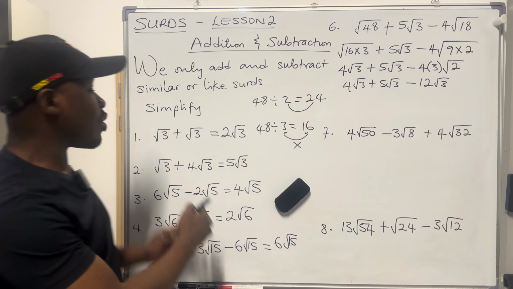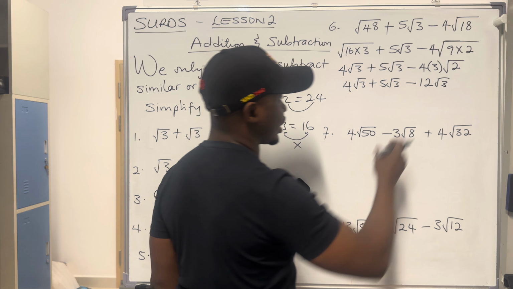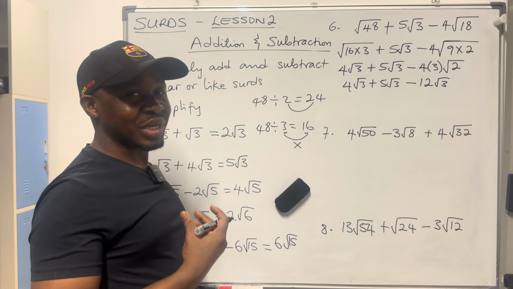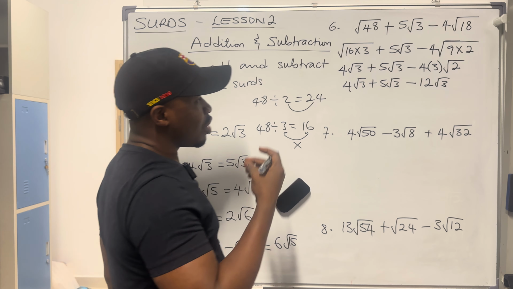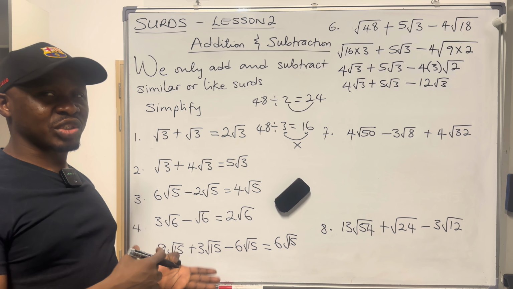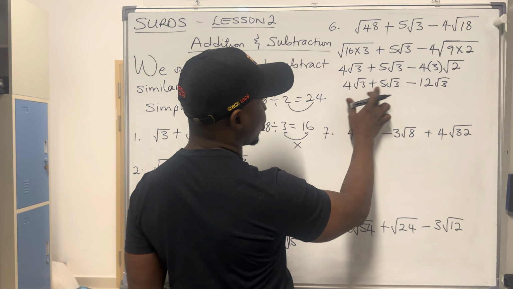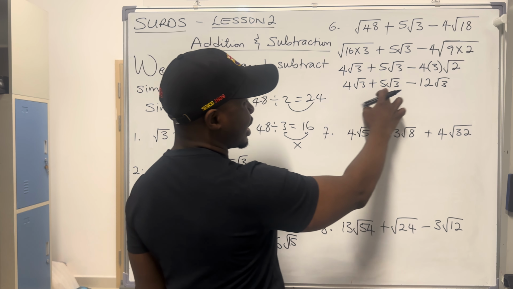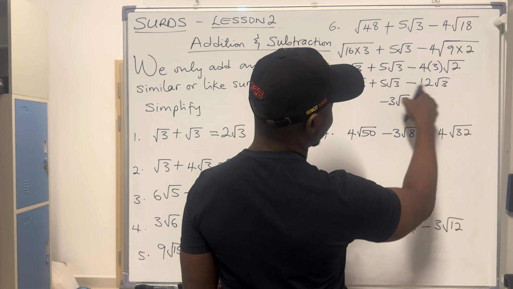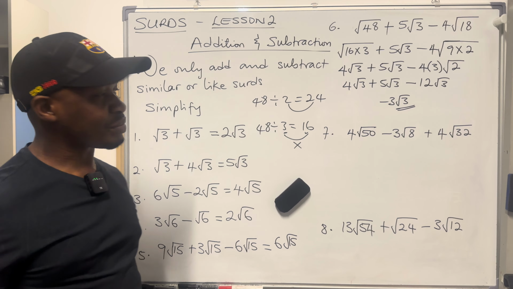So you can consider what we did here. Root 3, root 3, root 3, so all of them are like surds. They are similar surds, so we can add and subtract. But addition and subtraction is only done with the numbers outside. So 4 plus 5 is 9, 9 minus 12 is minus 3 root 3. Root 3, root 3, root 3, so we take 1. I hope it is clear.